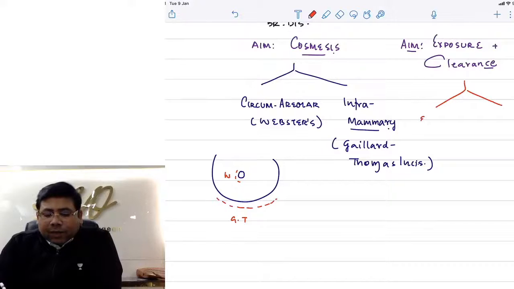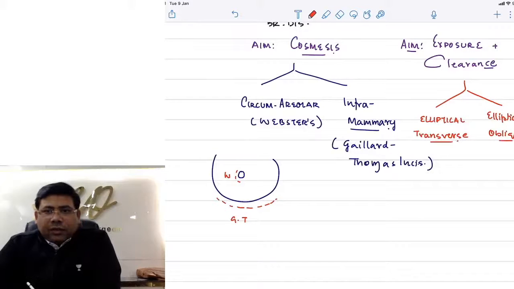Now, when we want the maximum exposure, what is the prime thing that we have to understand? We make an elliptical incision. So it can be an elliptical transverse incision, or it can be an elliptical oblique incision. So elliptical transverse and elliptical oblique, there are two variants.